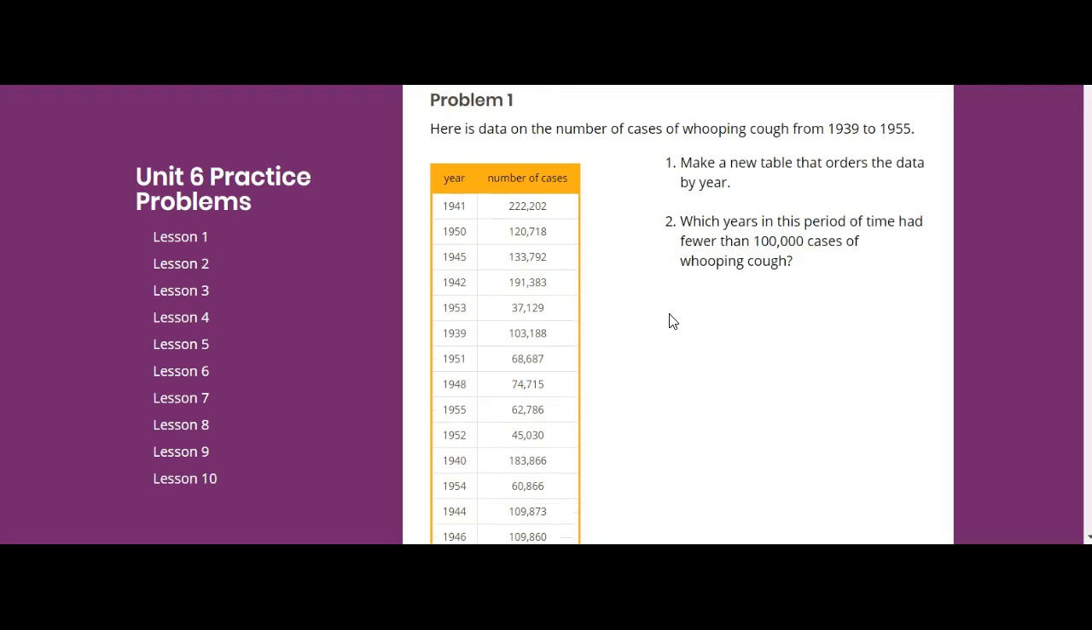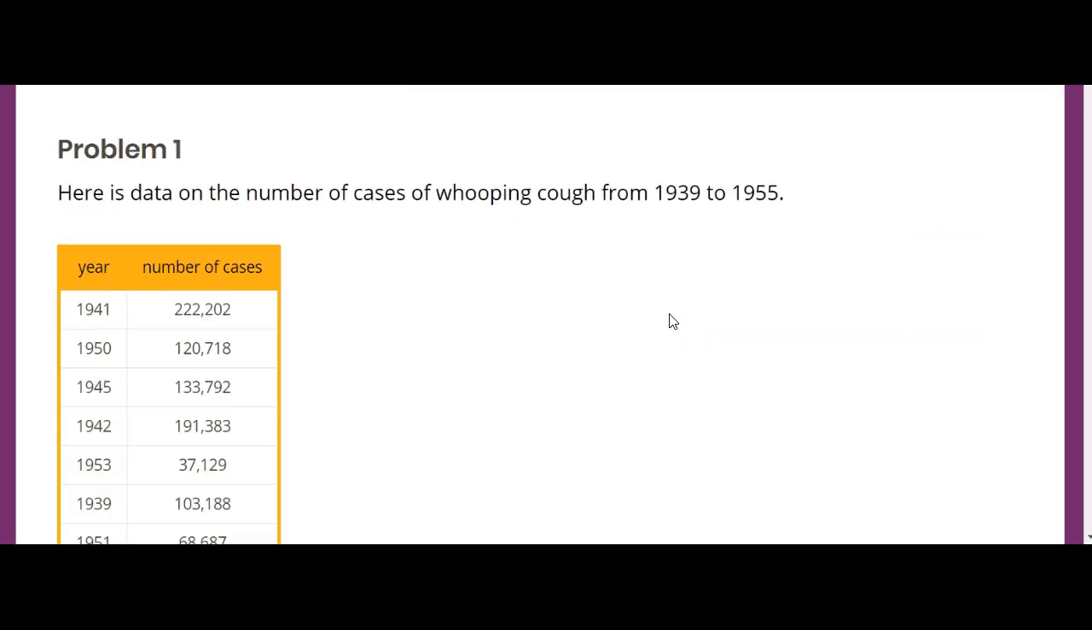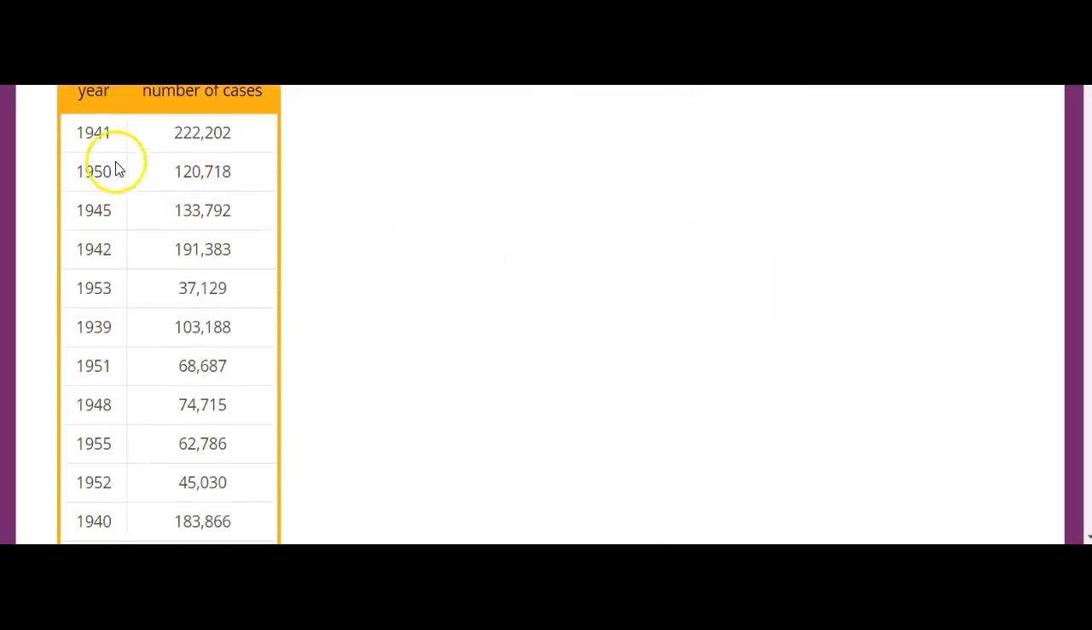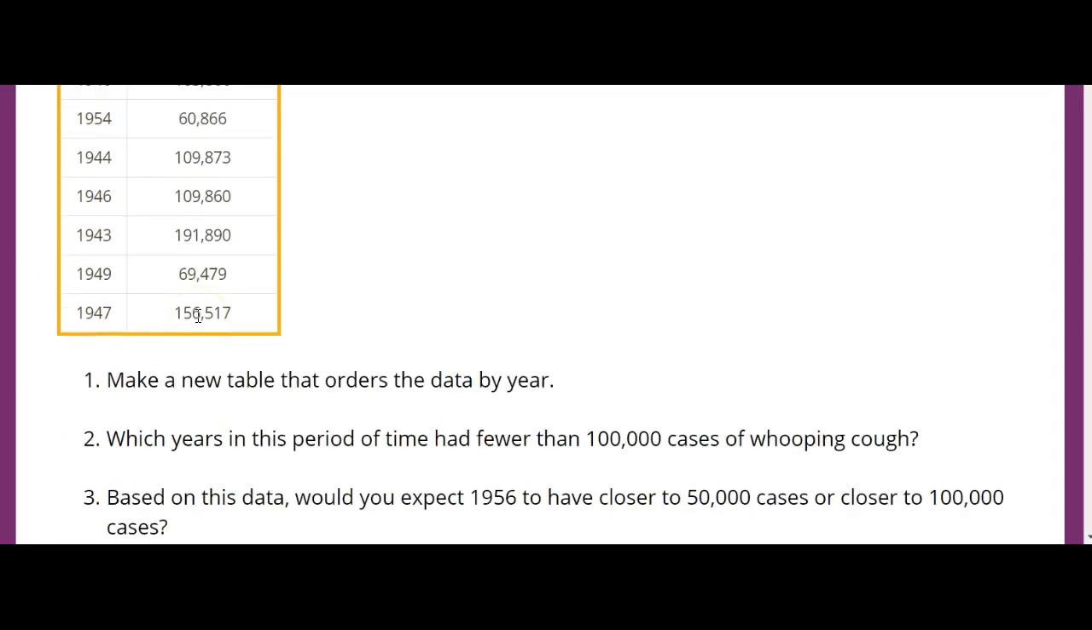Okay, so here we have, let's see if I can make this a little bit bigger here. Okay, it says here is the data on the number of cases of whooping cough. Whooping cough is a disease, an illness. So between the years 1939 and 1955. So here we have the years. They're not in order. I can see 1939 is here. And so the years are not in order, and the number of cases are not in order either. But you can see it's all laid out there.